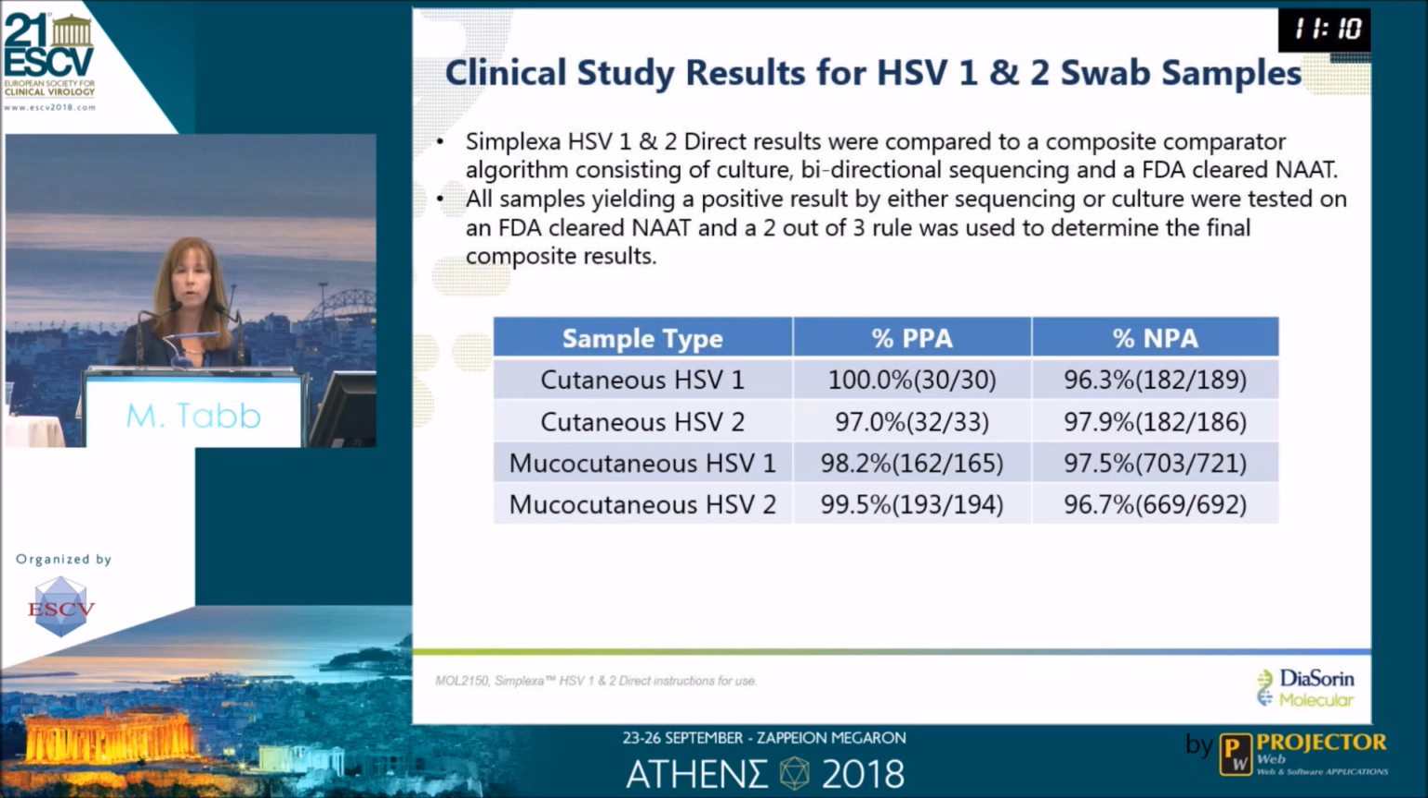And you can see for all 4 of the sample types here, HSV 1 and 2, for both cutaneous and mucocutaneous, we see very, very high positive predictive agreement and very, very high negative predictive agreement. So we have very nice performance from this test.